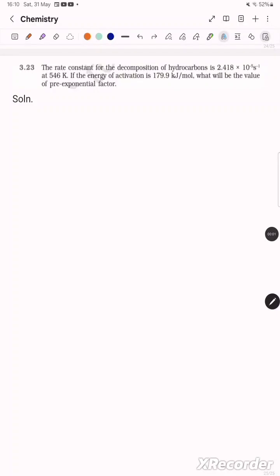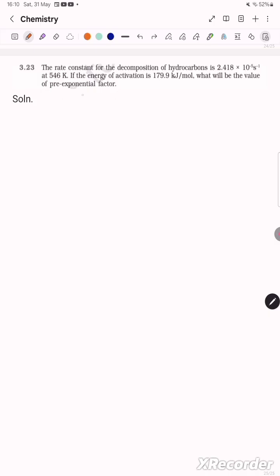Hello students. So next question is: the rate constant for the decomposition of a hydrocarbon is 2.418 multiplied by 10 to the power minus 5 per second at 546 Kelvin. If the energy of activation is 179.9 kilojoule per mole, what will be the value of the pre-exponential factor?